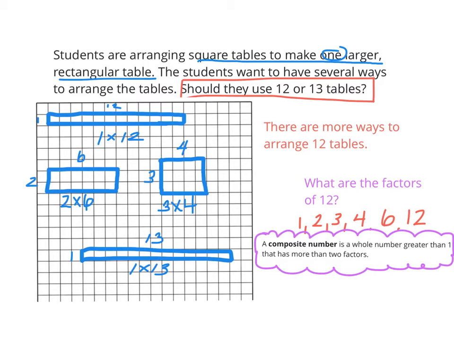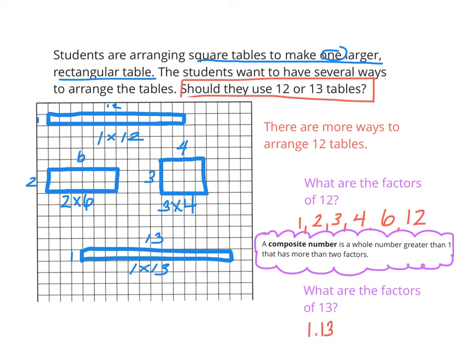But let's look at 13. What are the factors of 13? Well, looking back at our array here, remember, we were only able to make one array using 13. So it's only 1 and 13. So the factors of 13 are just simply 1 and 13.